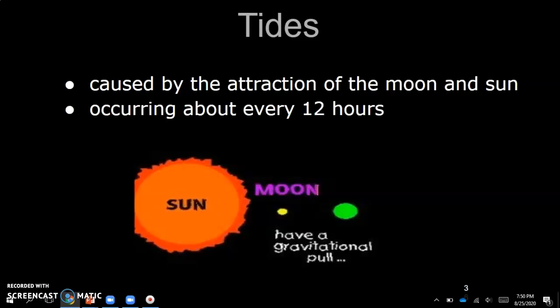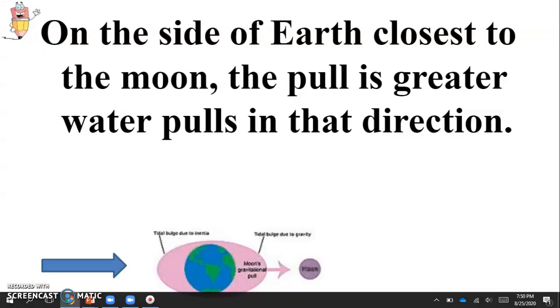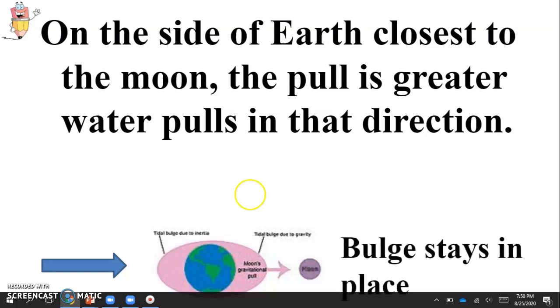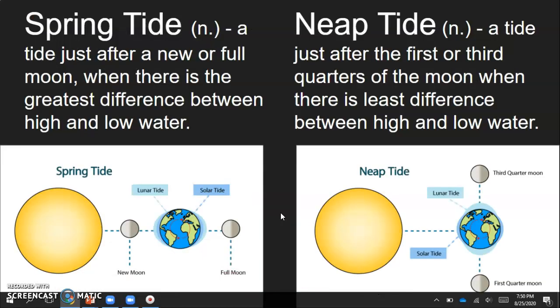So the tides are just caused by the attraction of the moon and the sun, and they occur about every 12 hours. On the side of Earth closest to the moon, the pull is greater, so water will pull in that direction. So again, we have high tides on the side that is closest to the moon. And then this bulge will stay in place, and as our moon moves, the bulge will go with it.